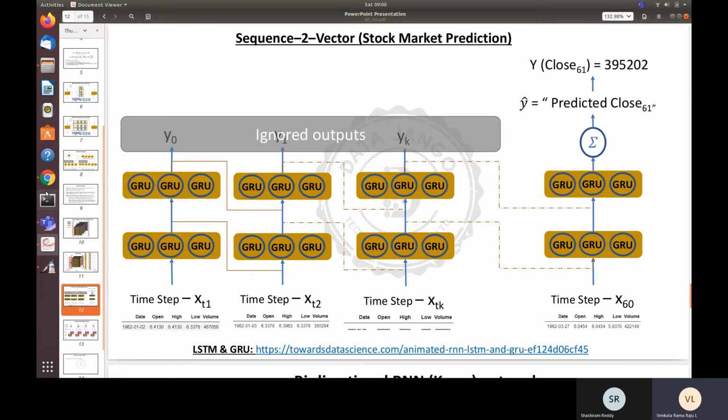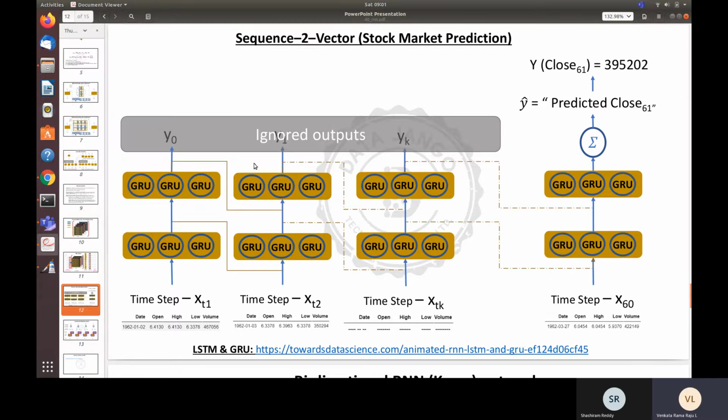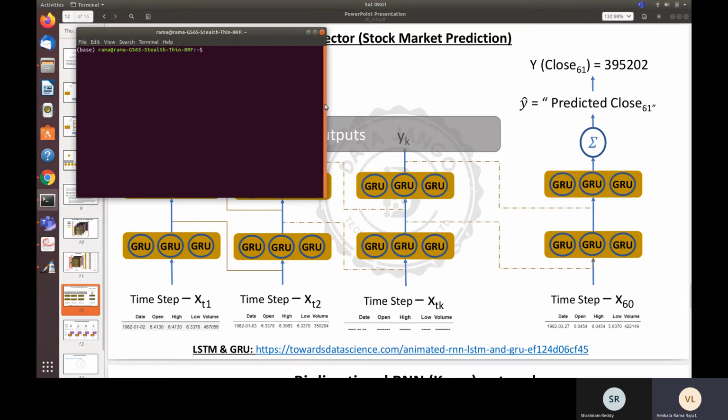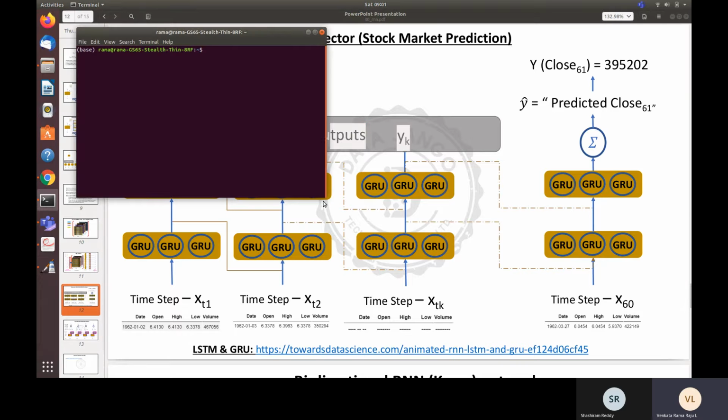So I tried to build that model. It's an old code. It may not work now, and we have a new class called sequence to sequence in TensorFlow 2.4. Using that, it'll be easier to build a sequence to sequence model.